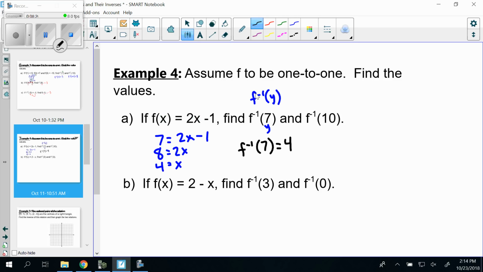All right. On the next one, find the inverse function at 10. So doing something similar here, if we put in 10 in place of f of x and solve this out, we want to find what x value would equal 10. Add 1, divide by 2 again. Here it looks like 5.5. And so the inverse function at 10 should equal 5.5.